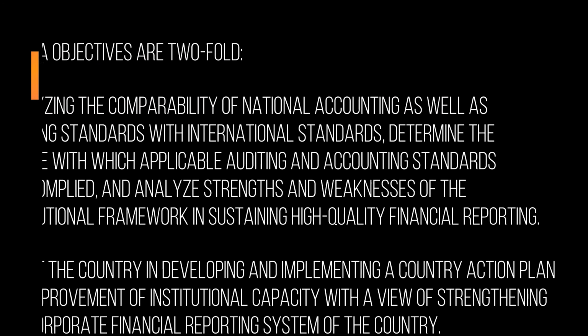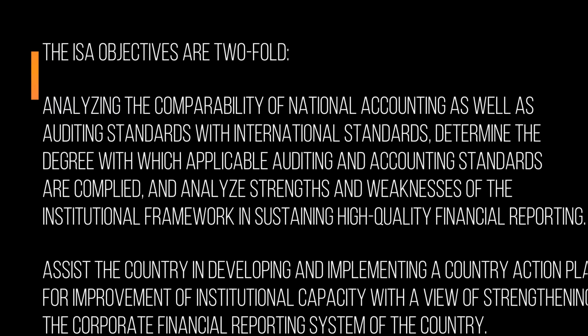Objectives of the ISA. The ISA objectives are twofold. First, analyzing the comparability of national accounting as well as auditing standards with international standards, determine the degree with which applicable auditing and accounting standards are complied, and analyze strengths and weaknesses of the institutional framework in sustaining high quality financial reporting. Number two is assess the country in developing and implementing a country action plan for improvement of institutional capacity with a view of strengthening the corporate financial reporting system of the country.